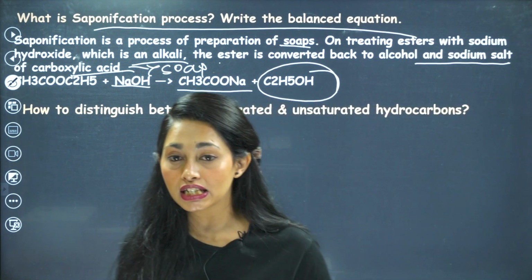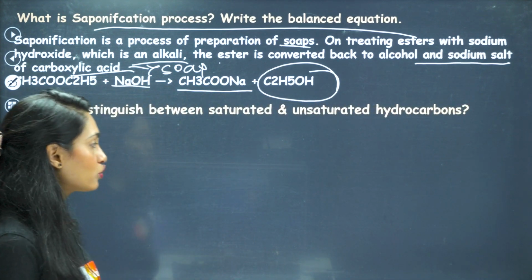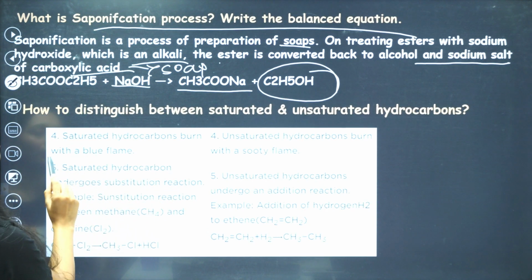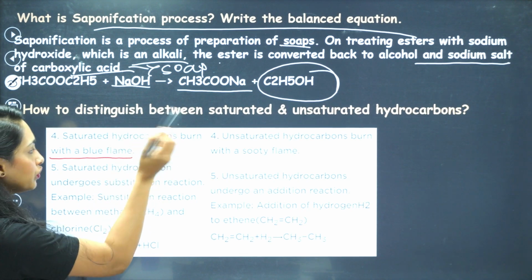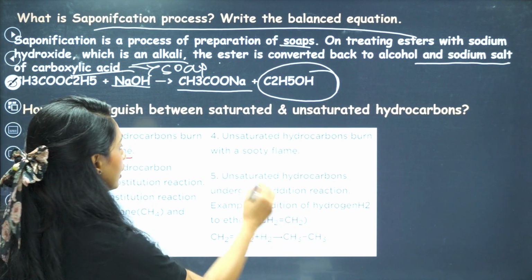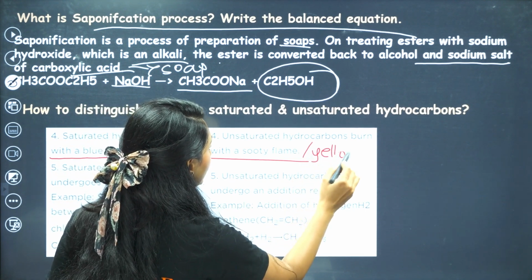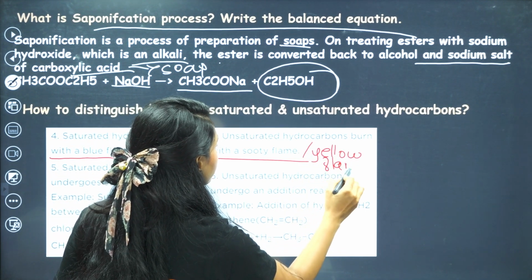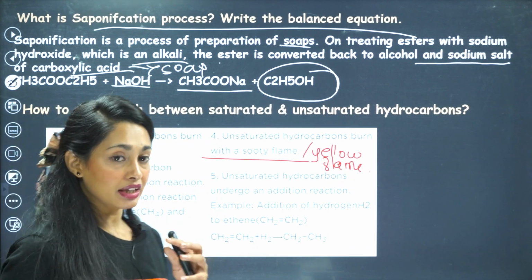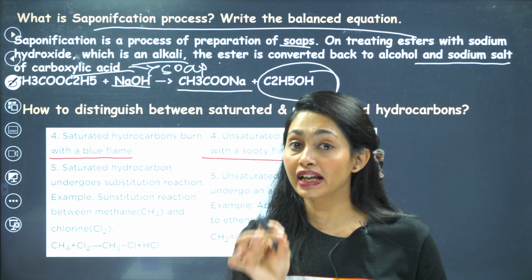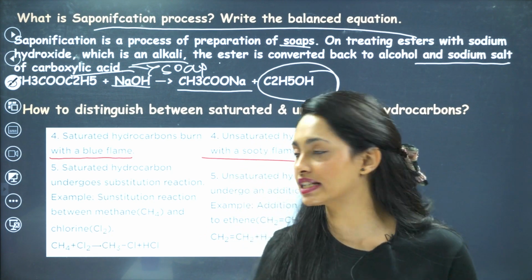And how do we distinguish between saturated and unsaturated hydrocarbons? Saturated hydrocarbons are going to burn with a clean blue flame. Unsaturated hydrocarbons are going to burn with a sooty flame, or it gives a yellow flame. But there is a twist here. What is the twist? Even saturated hydrocarbons are going to give soot when an insufficient supply of oxygen is there.